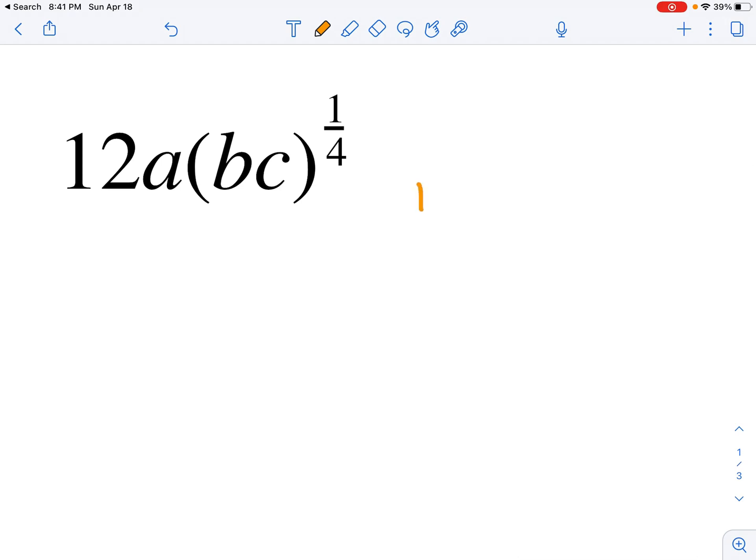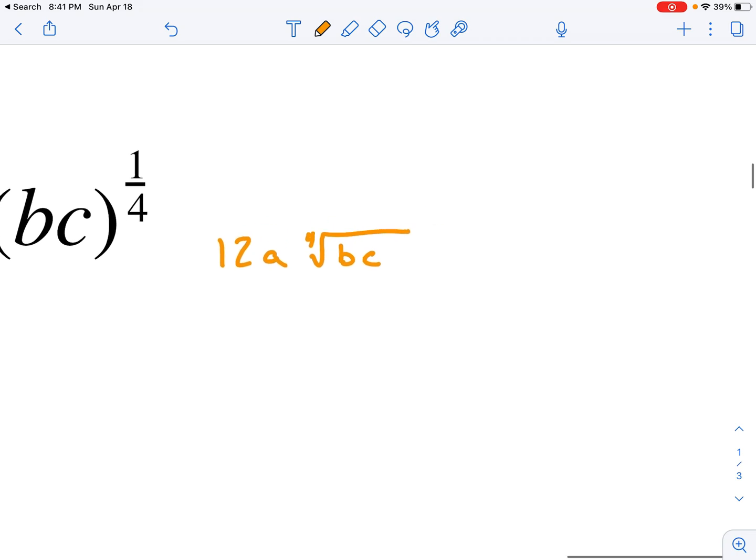Moving on, 12 and A are both not being touched, so we will leave them outside. 4 is my index, and then B, C would go under the radical. And B and C both would have an exponent of 1, which we don't need to write.